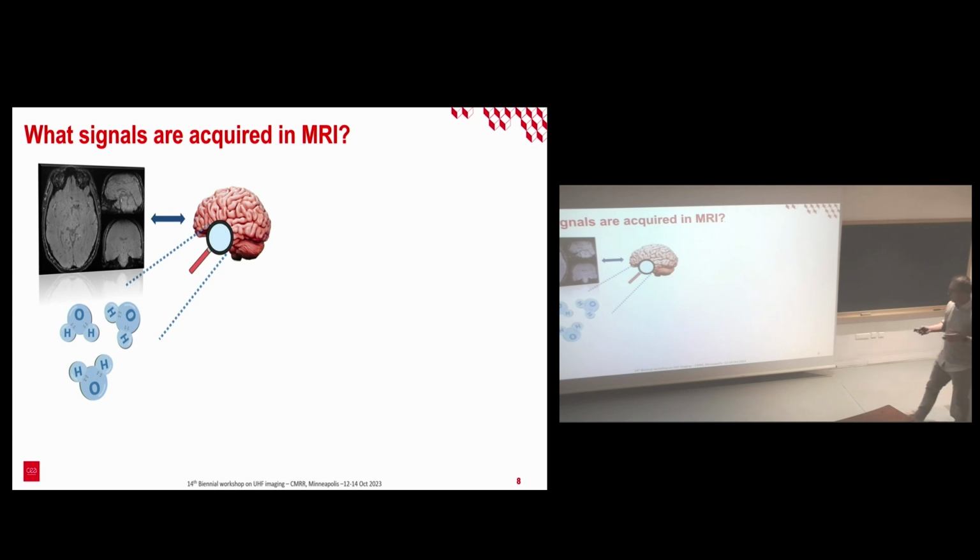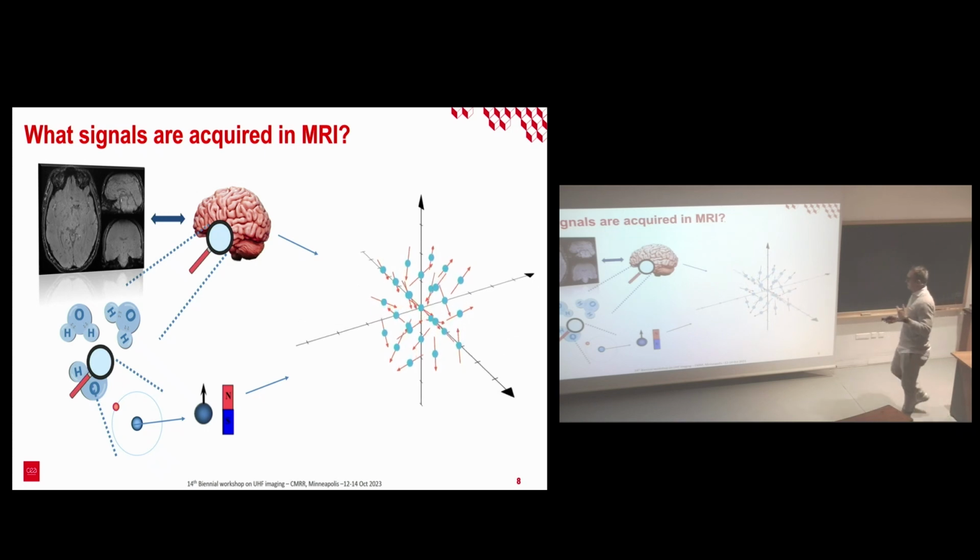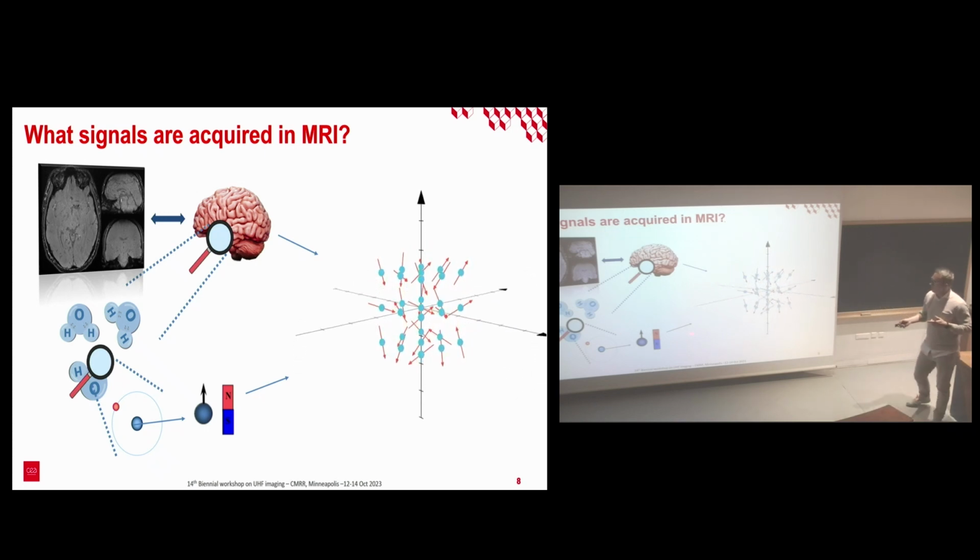As you know, we are essentially imaging the density of water, H2O. Water molecules are composed of oxygen and hydrogen atoms, and the hydrogen atoms have angular momentum, which translates into a magnetic momentum that can be represented as a small magnet. And in every hydrogen nucleus, you have this kind of small magnet, a small spin that is randomly oriented in ambient space.